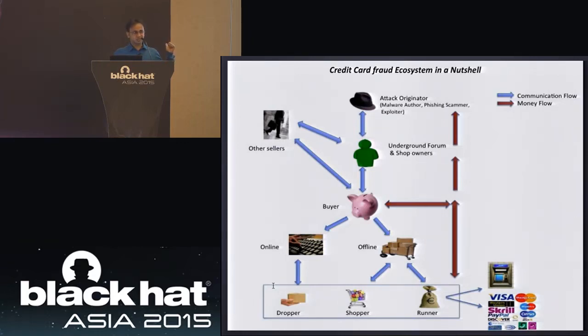The blue line represents the communication direction, and the red line represents the money flow. Initially, the money is paid by the forum owners to the attack originators. Once the shop owners have the information, whatever they need, they set up the shop, start advertising themselves, and that's where the buyer starts coming into the picture.